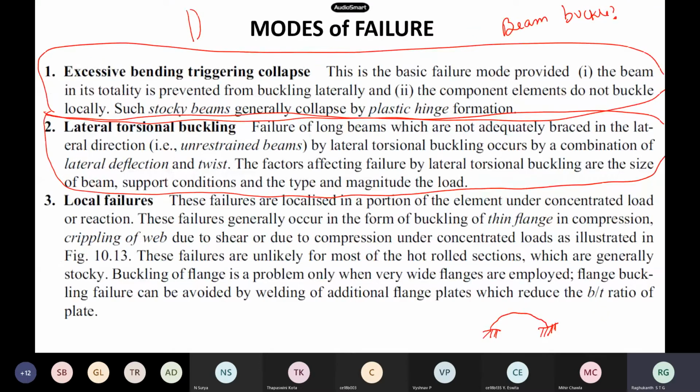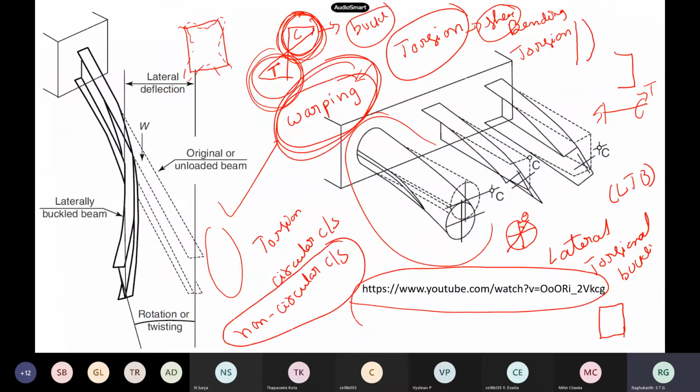Okay. Now the next one is lateral torsional buckling, which is a very, very important and complex thing for beams. Last class I already showed you, the video also, all the things are there. The basic philosophy is that any structure under compression, whether a beam or a column or an arch, buckles. How it is going to buckle is the issue.